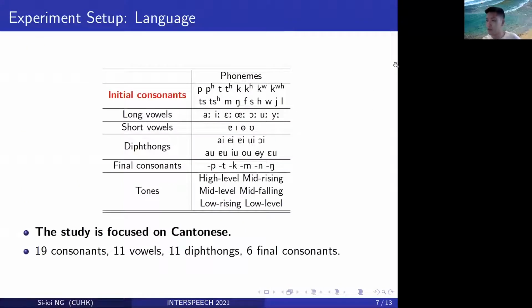This study is focused on Cantonese, a major Chinese dialect spoken by over 70 million people in the world. In this language, we have 19 consonants, and particularly we are focusing on the substitution errors on the initial consonants of Cantonese.